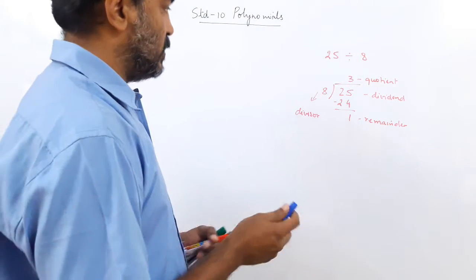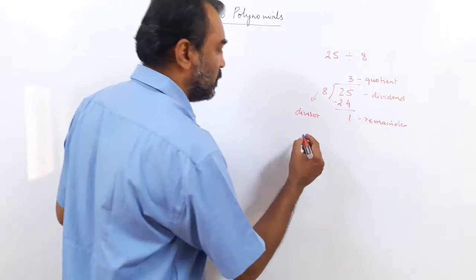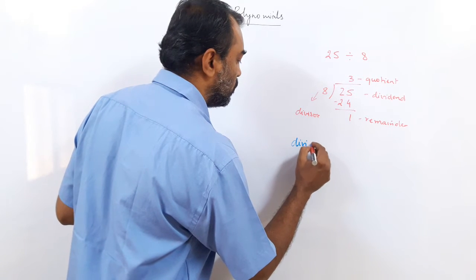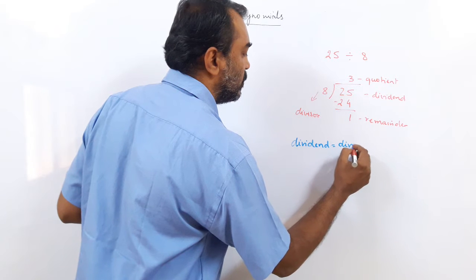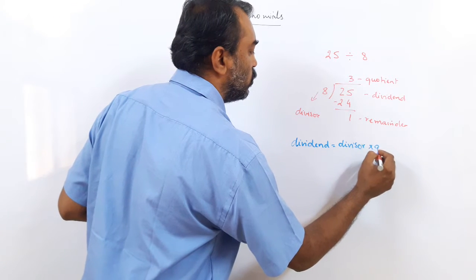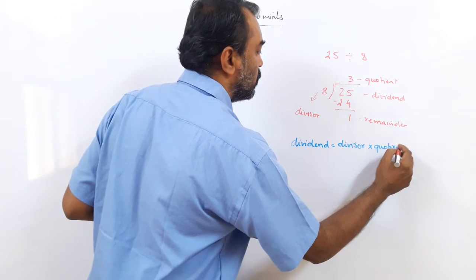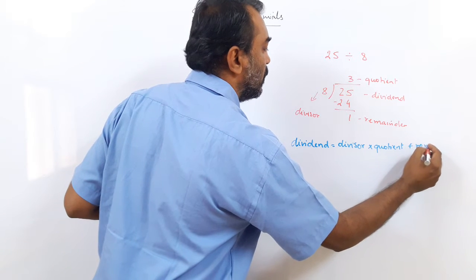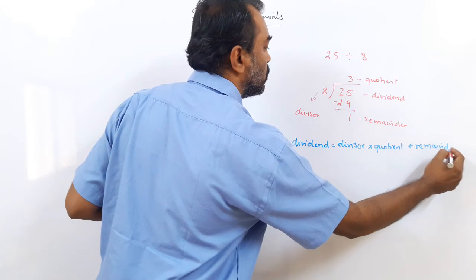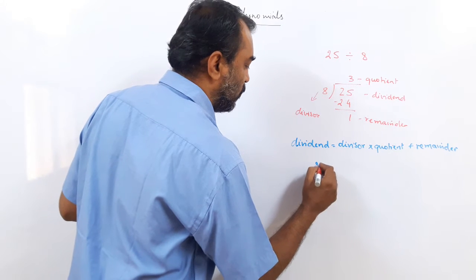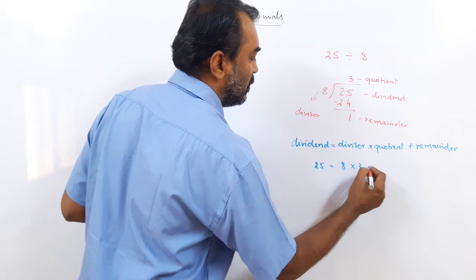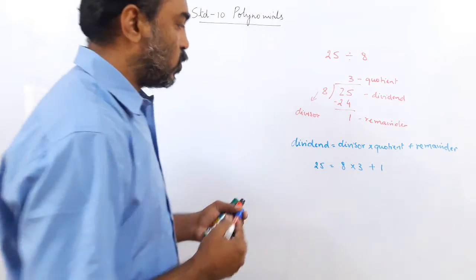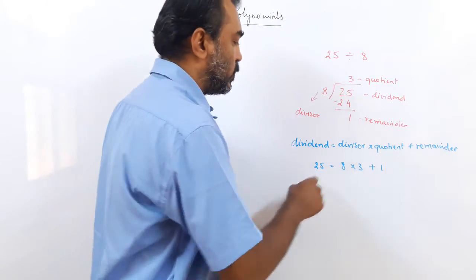So any number you can see can be written as dividend equal to divisor into quotient plus the remainder. Okay? So 25 equal to divisor 8 into quotient 3 plus 1. So 25 equal to 8 into 3, which is 24, plus 1.